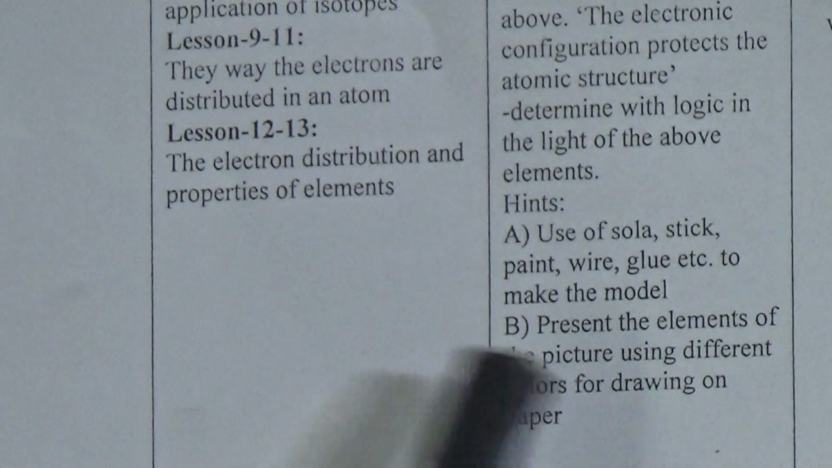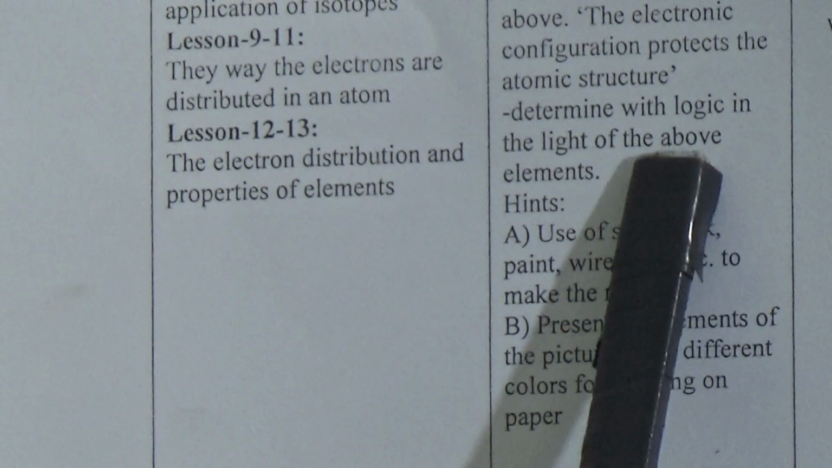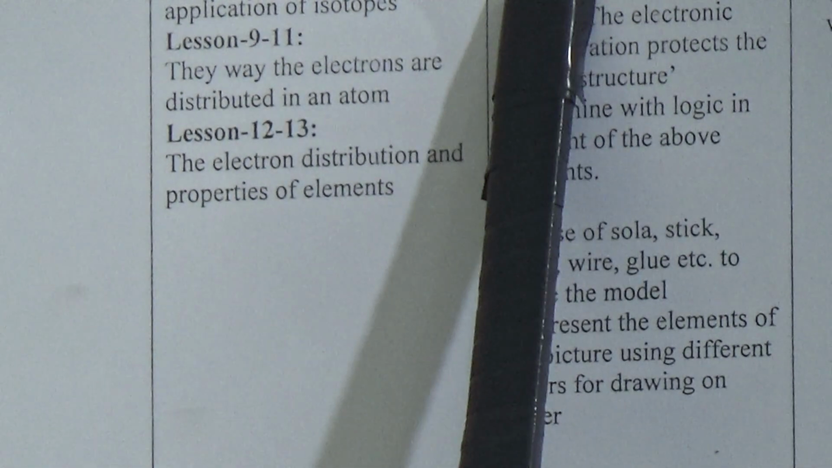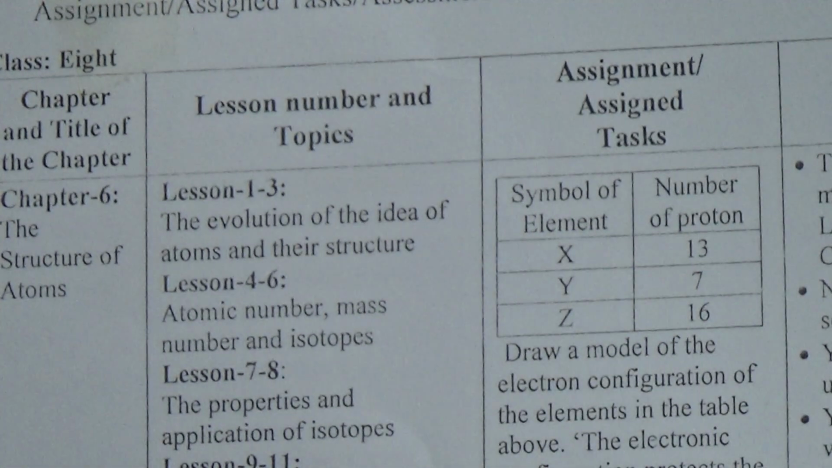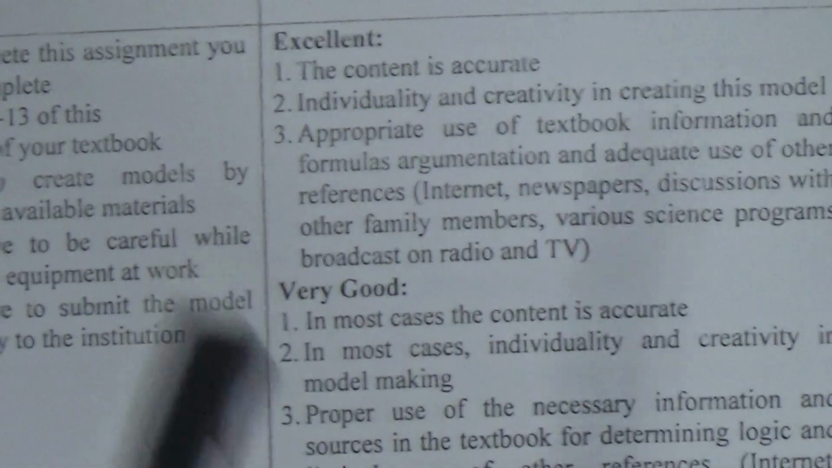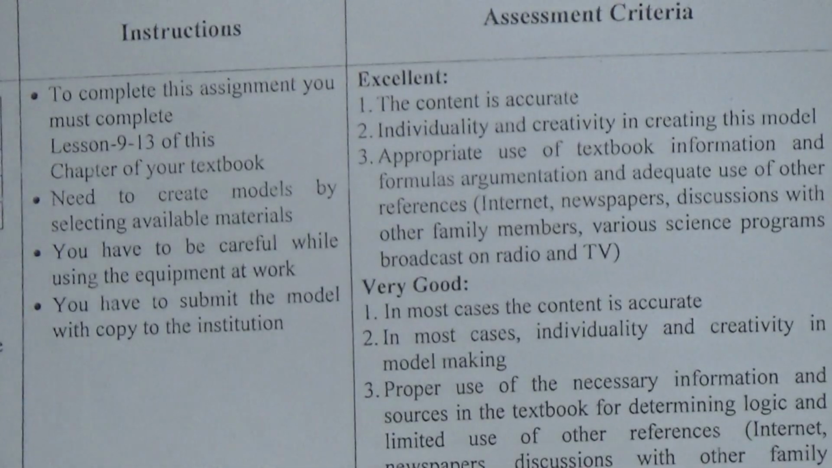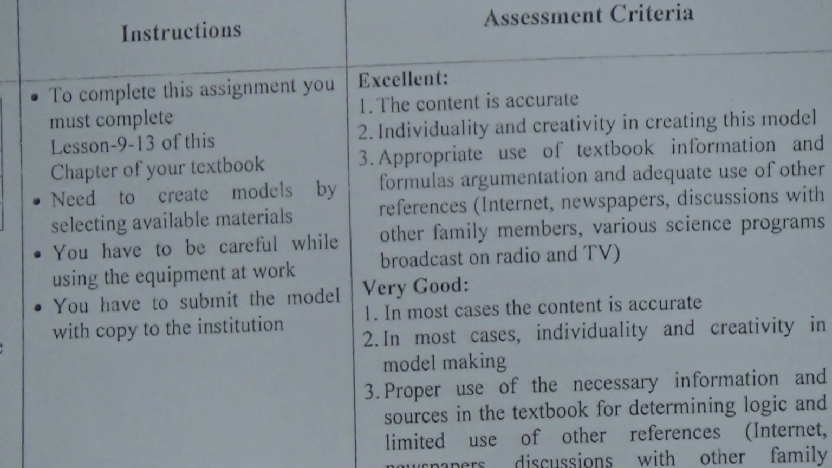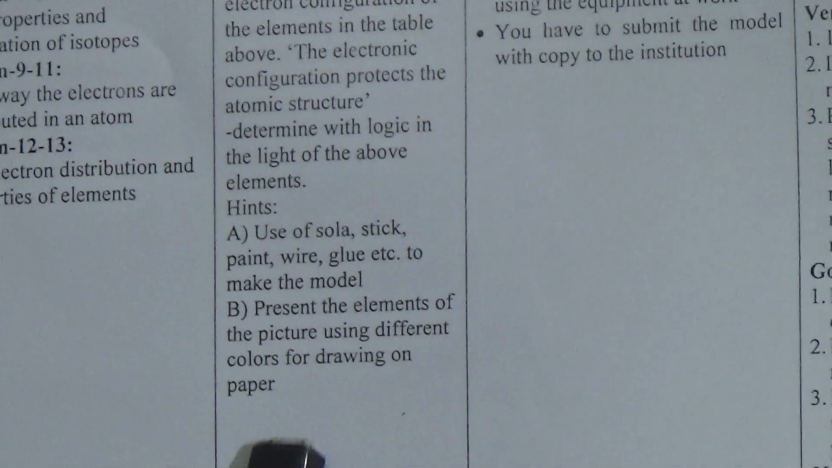Along with this, you have to make the 3 atomic models of X, Y and Z, and you have to also submit that along with the assignment copy. And if you read the assessment criteria, there you will get what you have to submit that model for, and for this you have to read the chapter and solve the assignment by taking help of the chapter, and I am showing a guideline for solving your assignment.